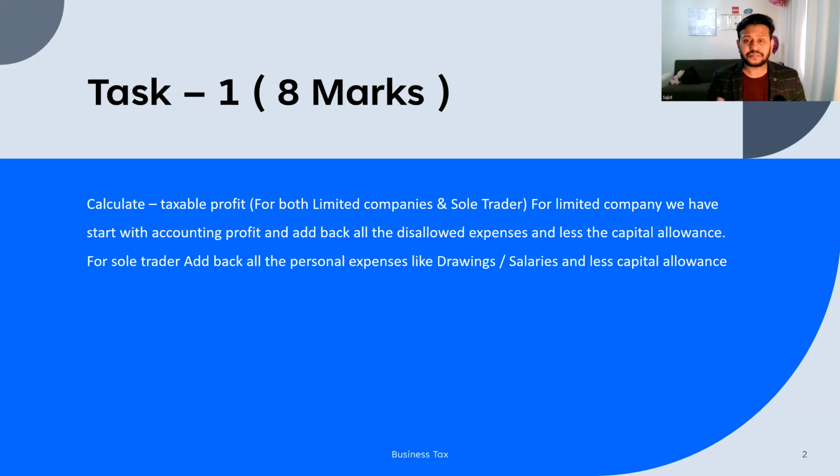For example, if we have a profit per accounts, we start with that figure, for example 10,000, and we add back the depreciation. Depreciation is a disallowable expenditure for corporation tax calculation purposes. We need to add back the depreciation, and also, for example, we need to take away the capital allowance. This question will be very precise. They will give it in a box. So you have to start with accounting profit, add back the depreciation, minus the capital allowance, and if there are any other adjustments, you have to do that. So that's how we can answer this question.